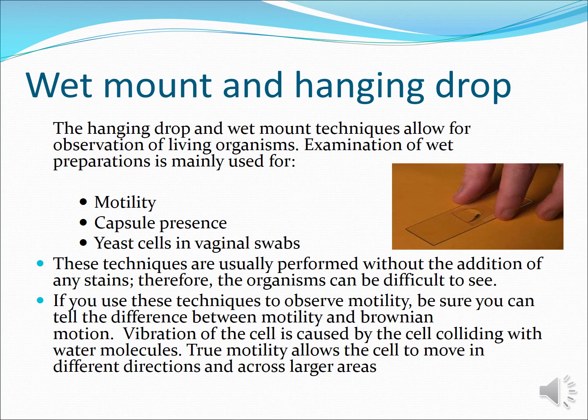If you use these techniques to observe motility, be sure that you can tell the difference between motile and Brownian movement. Vibrations of the cell caused by the cells colliding with water molecules also should be identified. True motility always allows the cell to move in a different direction and across a large area.